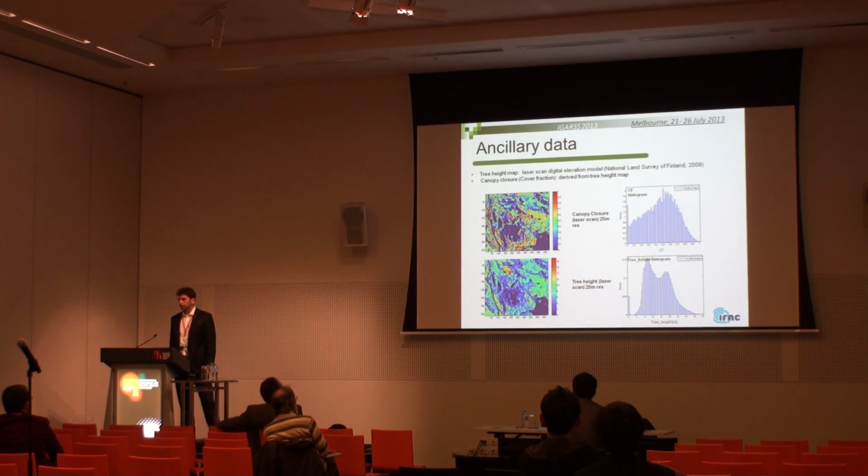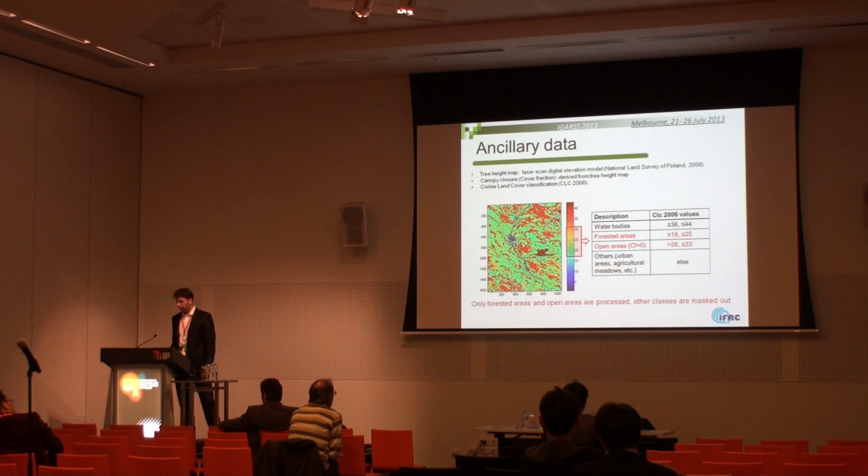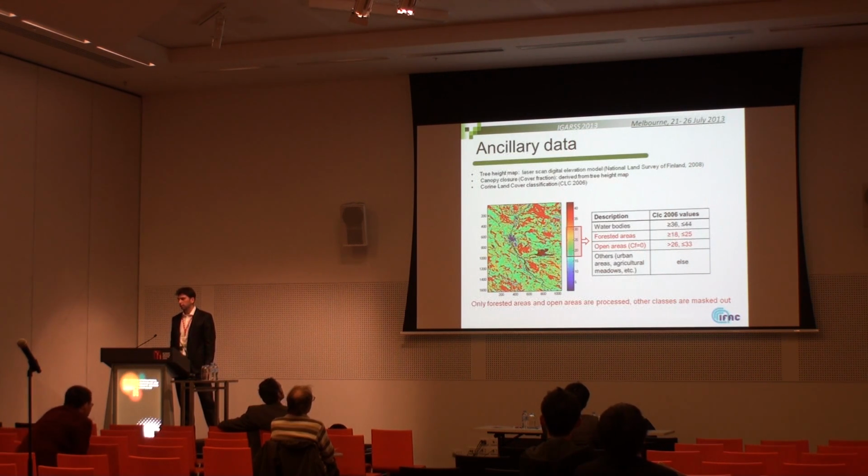Let's see some ancillary data used to validate the model. The tree height map, lidar scan digital elevation model, and the derived canopy closure on the top. You can see that the canopy closure, the cover fraction, the average value is around 0.5, so the forest is quite sparse, and then the tree height average is about 8 to 10 meters. Then we use the CORINE land cover classification to mask out the other areas, like urban areas, agricultural areas, and water bodies, and also forested areas and open areas have been processed and taken into account.